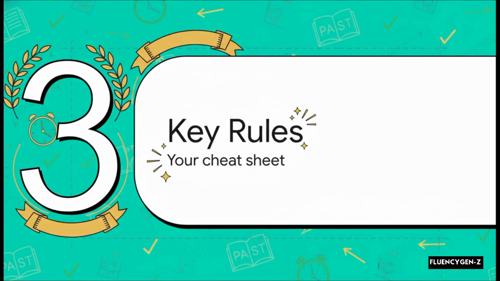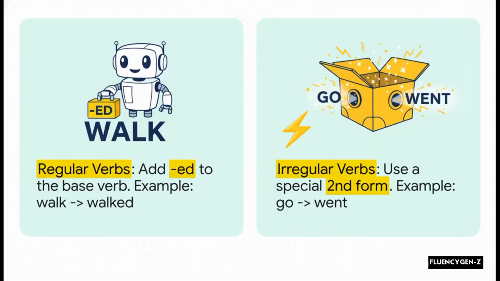Okay, so you have the basic blueprints. Now let's go over a couple of absolutely key rules. Think of this next part as your personal cheat sheet for success to help you get this right every time. So in the past simple, verbs basically come in two flavors. You've got your regular verbs, which are super easy, you just add ed. Walk becomes walked, but then you have the irregular verbs.